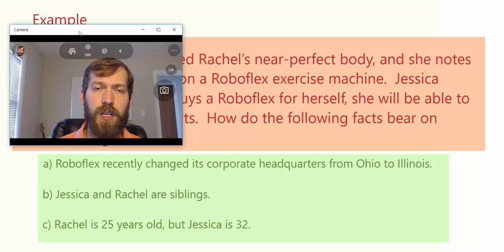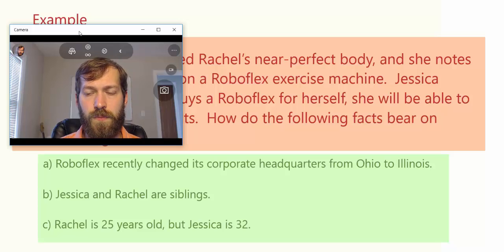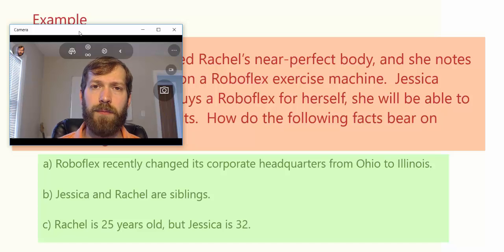Suppose we find out Jessica and Rachel are siblings. If you say that strengthens the argument, good. It does make the argument stronger because siblings share some of their genetics, and that's going to make it more likely that one sibling can reproduce the same results of another when it comes to our bodies.